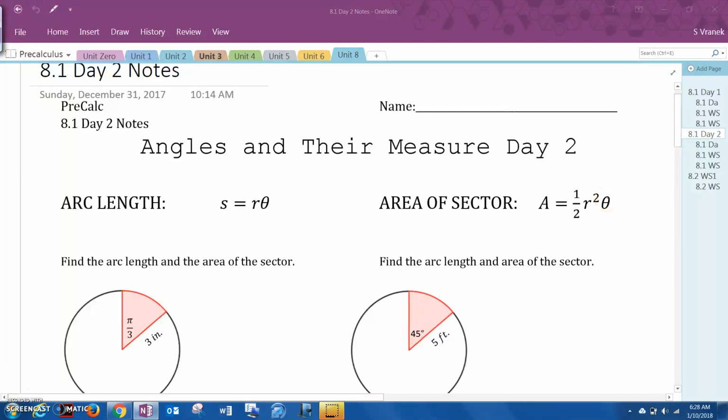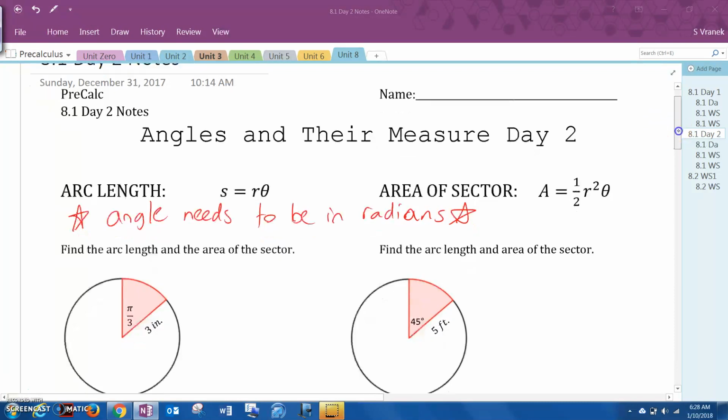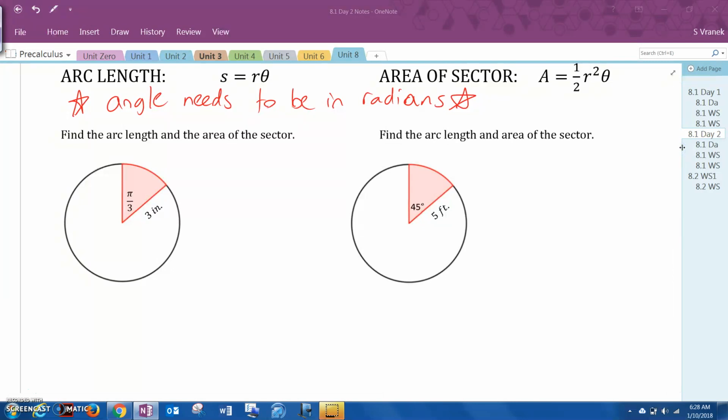Now there is a key important piece that has to be noted here. The angle needs to be in radians, because that is a real value. That is key. You cannot do these formulas until the angle is converted into radians. So let's look at these two problems. Find the arc length and the area of a sector.